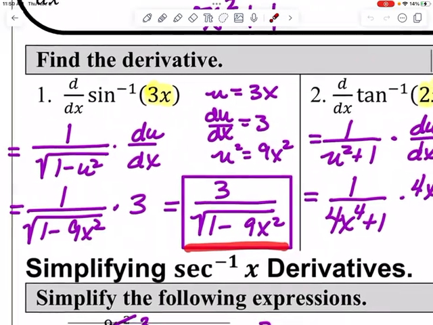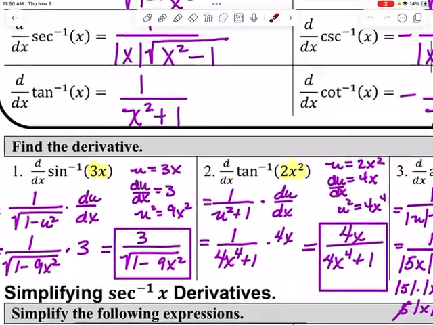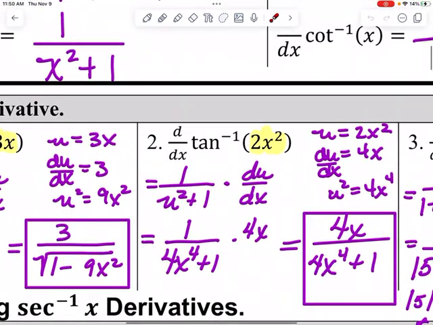So it's just pretty much plug and chug. The derivative of tangent inverse is, again, another u substitution, because you have 2x squared, so u is equal to 2x squared, du dx is equal to 4x, and u squared is then equal to 4x to the fourth. So when I plug in, here's my derivative of tan inverse, 1 over u squared plus 1, times the derivative of the inside function, du dx, which is 4x.